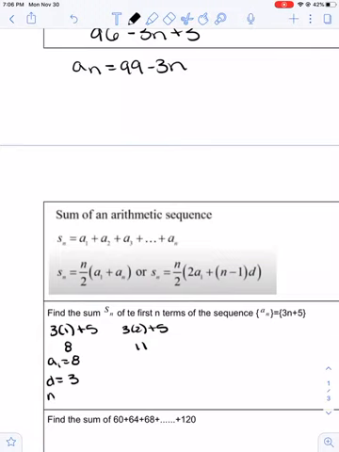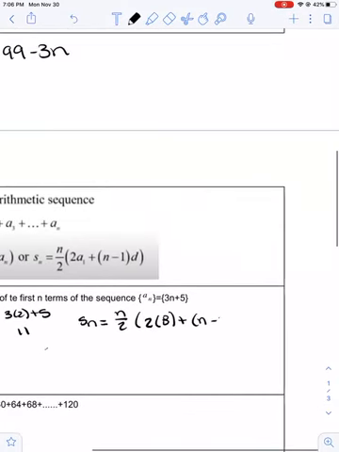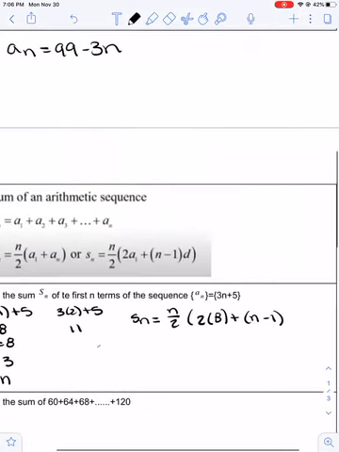And then n, we're trying to find the nth term, which is n. So we're going to plug this in. We have a sub 1, we have n, and we have d. That means we're going to use this equation here. So we have s sub n equals n divided by 2, and then we have 2 times 8 plus n minus 1 times d, which is 3.